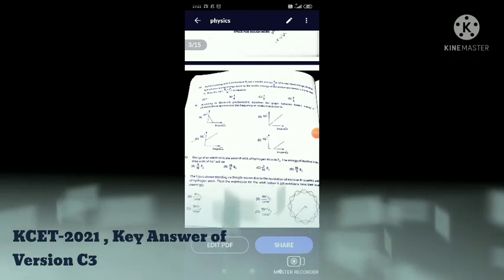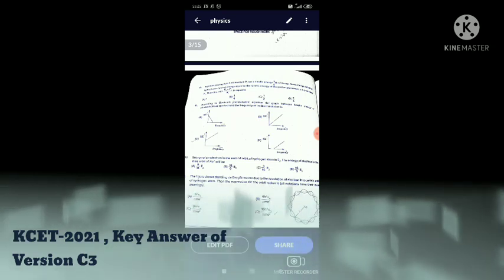Energy of an electron in the second orbit of hydrogen atom is E2. The energy of electron in the third orbit of helium will be, the right option is C. Next we will move to the 13th question.